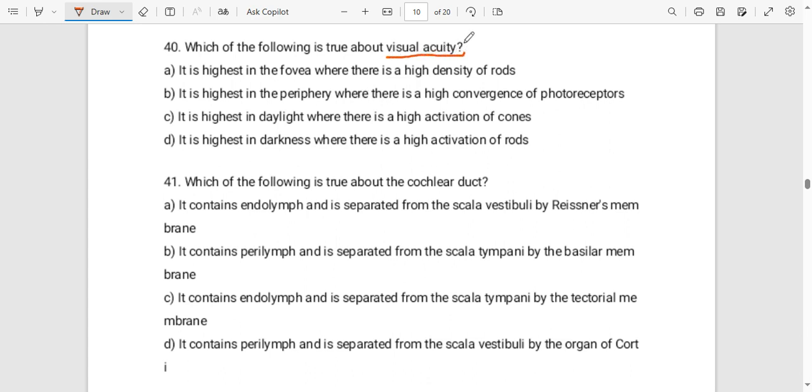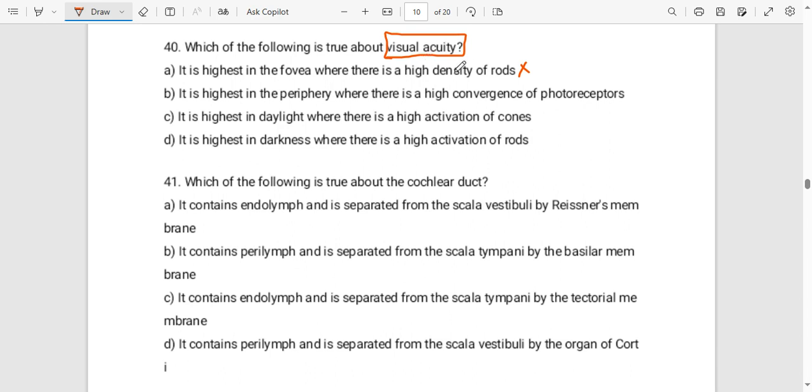Visual acuity, where there is high activation of cones. Okay, let's be disqualifying the options. Highest in the fovea where there is high density of rods. Of course, it's highest in the fovea, but not because there are rods, it's because of the cones.